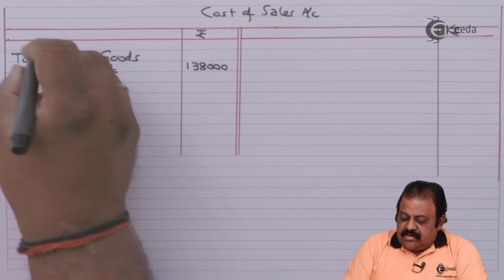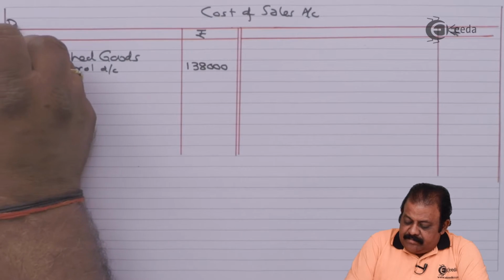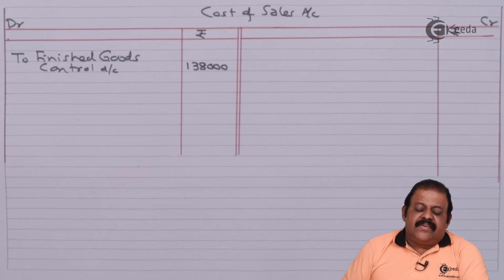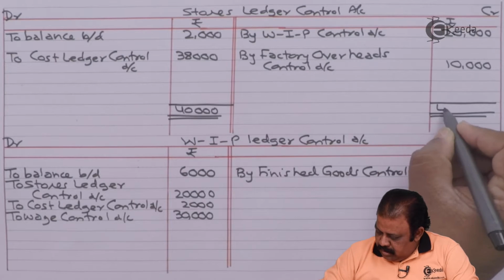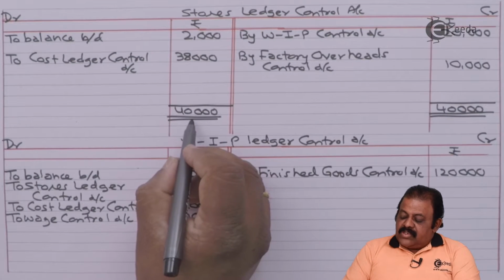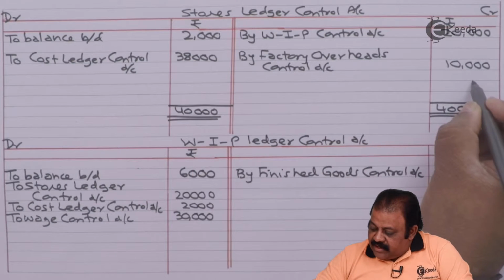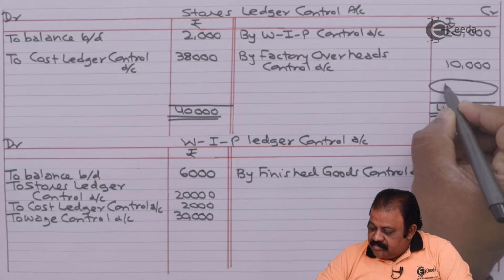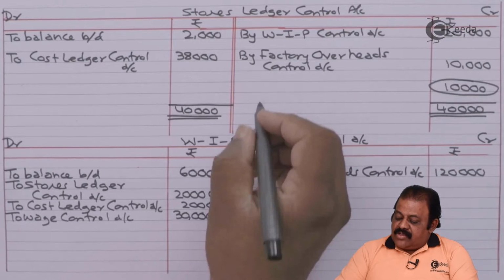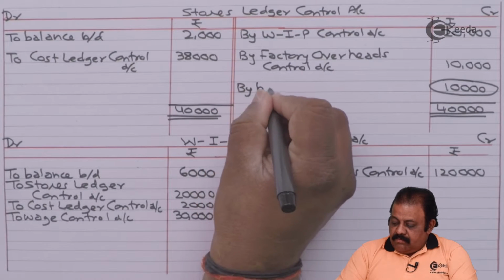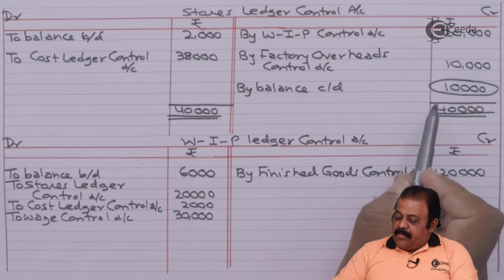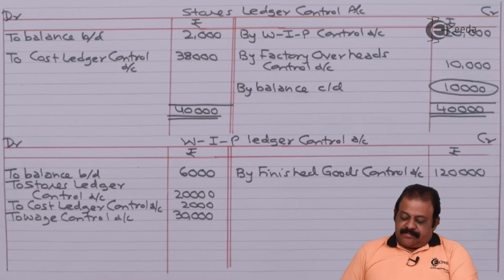Cost of sales account, debit side, to finished goods control account 1,38,000. Store ledger account, debit total is 40,000. We are getting balancing figure on credit side 10,000. This is closing balance of stores. By balance carried down, this amount will be transferred to trial balance.